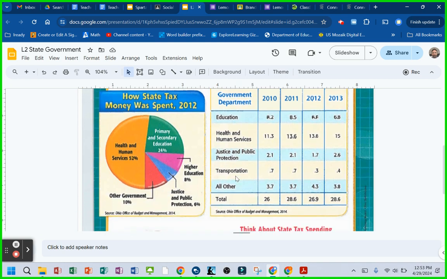All right, look. So how do we spend tax money? Let's look at the circle graph. What do we spend the most tax money on? Who can tell me? Health and human services, 52%. How about primary and secondary education?